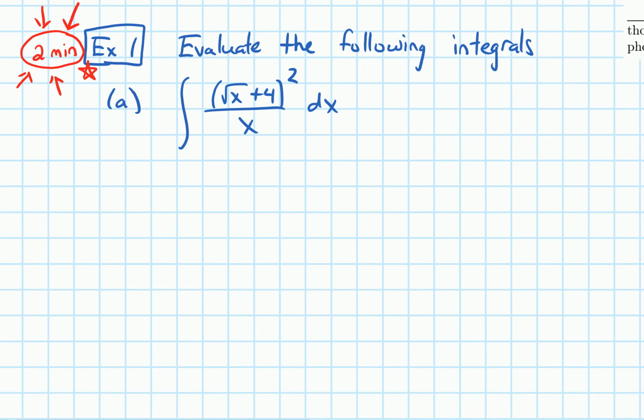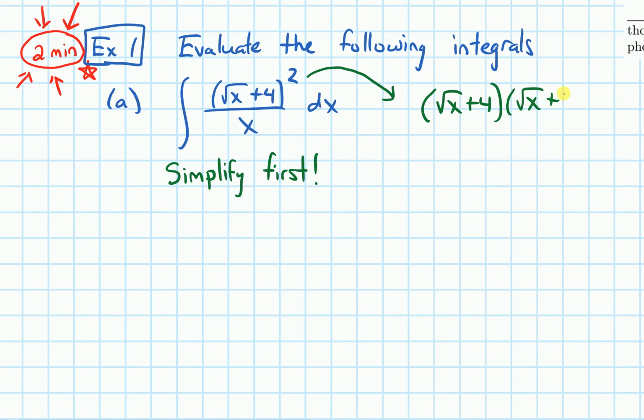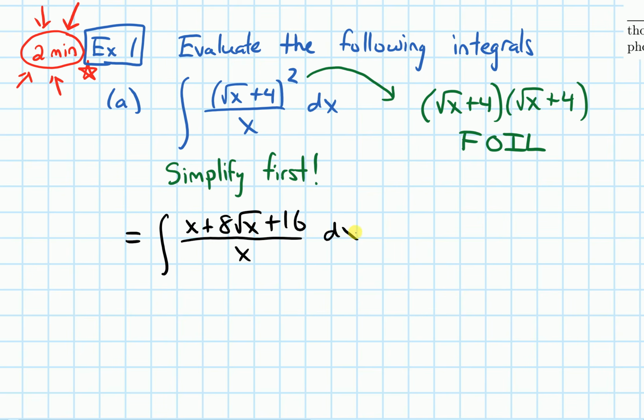Okay, so with this integral, we can simplify it first. So with this numerator, for example, I can square that out by doing square root of x plus 4 times itself. And then I would FOIL this or distribute it. Okay, so let's do that. So if we did that, what we'd get is x plus 8 square root of x plus 16 on the numerator all over x dx.